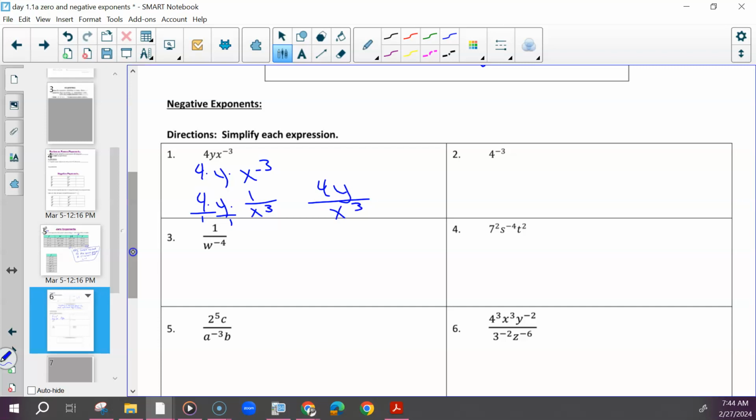Once you get the hang of this, you don't even have to separate all of this. You can jump right into this. But we'll do a couple separating and then a couple not. Questions so far?